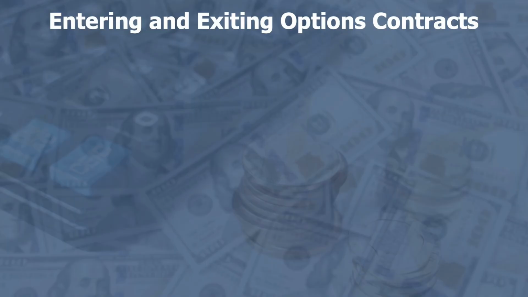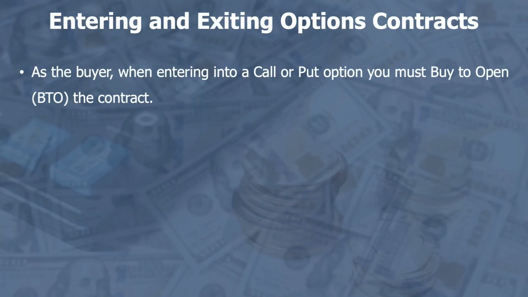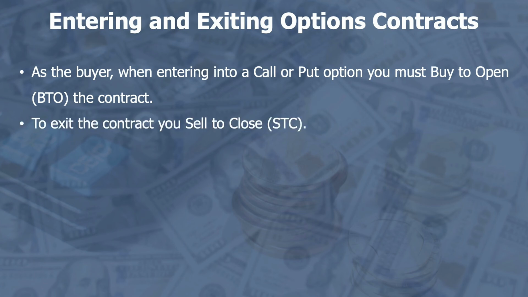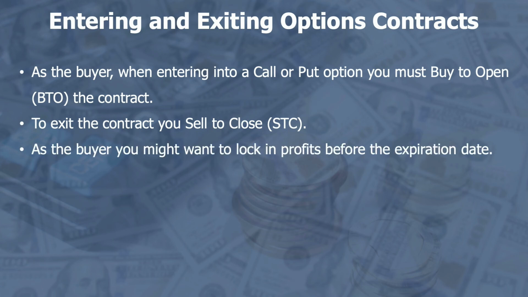So as the buyer, when entering into a call or put option, you need to buy to open the contract. And if you want to close the contract, then you need to sell it to complete the transaction. So to exit, you're going to sell to close. So as the buyer, you might want to lock in your profits before the expiration date.